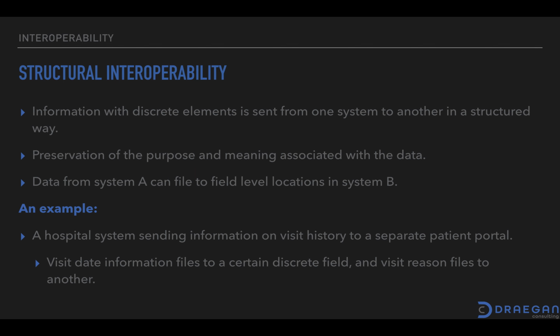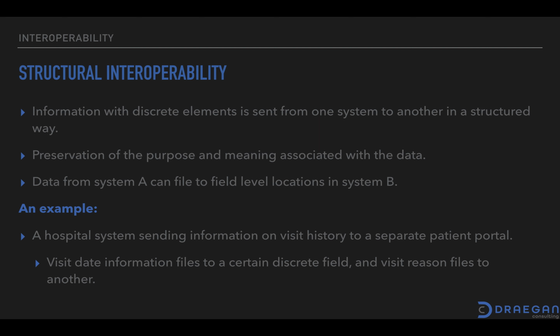The next level is structural interoperability. This one is a little more detailed. It is, again, information that's passing from system A to system B, but in this case, the information has discrete elements with it when it goes. So it's sent across in a very structured way, and is actually discernible when it gets there, so it can file in specific spots within the second system.